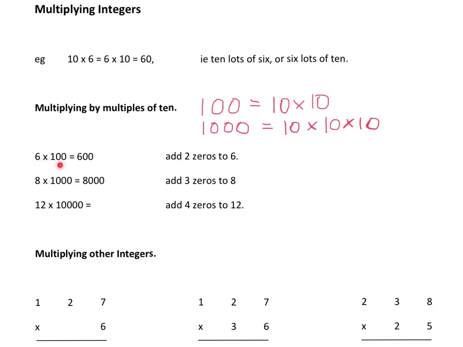6 times 100 is a 6 with 2 zeros. 8 times 1000 is the 8 with 3 zeros. And 12 times 10,000, well, the answer is going to be the 12 and add 4 zeros to the 12, so we've got 120,000. So that's relatively easy. But what about multiplying integers by other integers, not by multiples of 10? So we'll just move down the page.